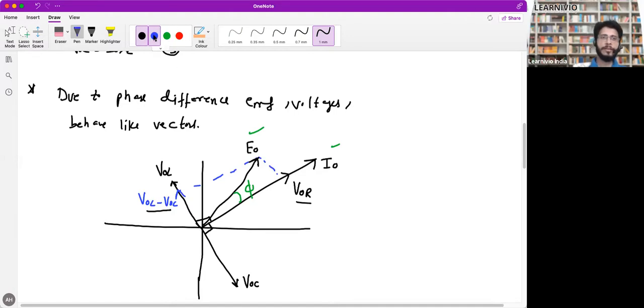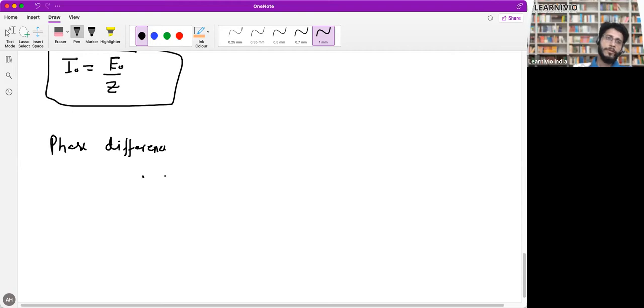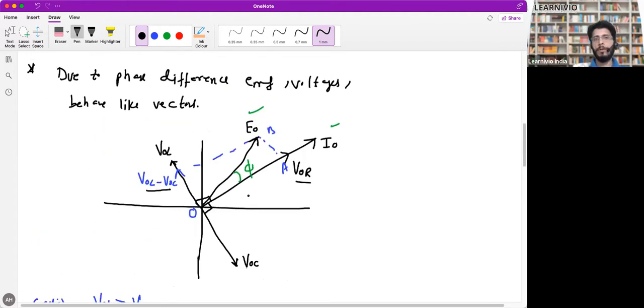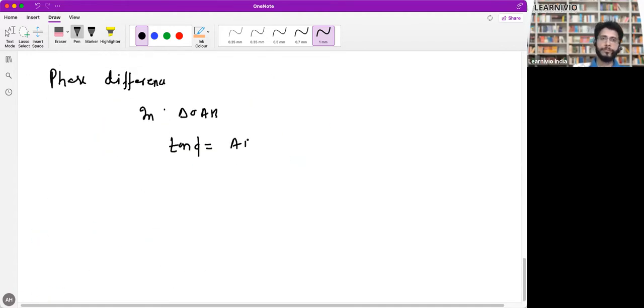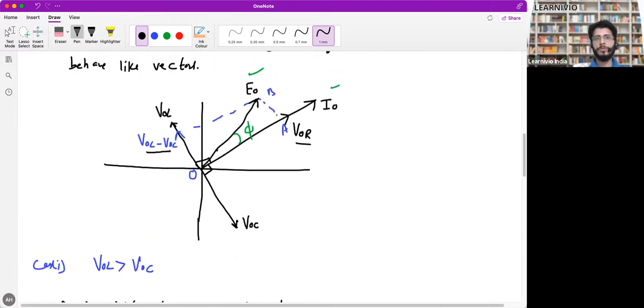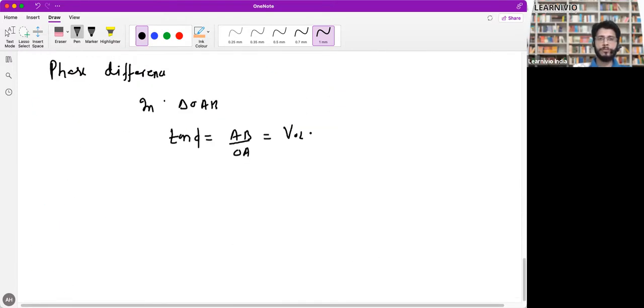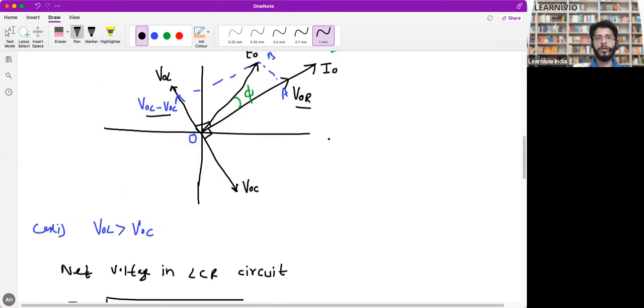See, this is a right angle triangle. Let's call this O, this A, and this B. In a right angle triangle, I can calculate tan phi. It's AB by OA, perpendicular on base. In triangle OAB, we can calculate tan phi. It's AB by OA. How much is AB? AB is V naught L minus V naught C. But OA is V naught R.